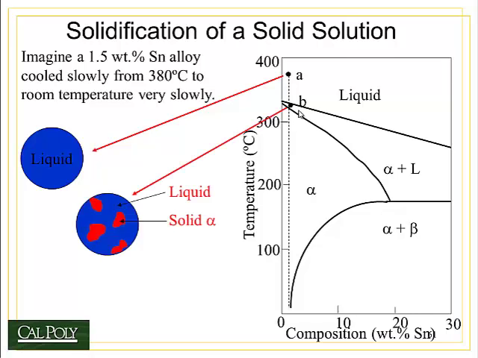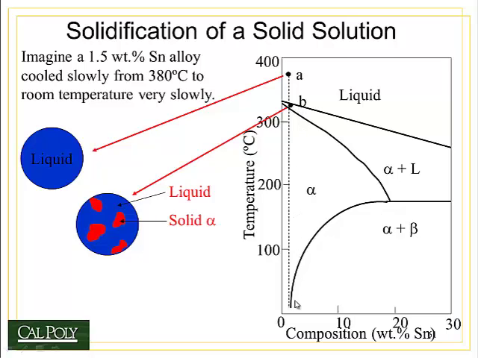So if we're at point B, we're inside the alpha plus liquid phase field. So what do we see? Well, we see alpha and liquid. We see chunks of solid floating in a liquid phase. Now, we could ask ourselves, what's the composition of the liquid and solid? And they're going to be different because we're in a two-phase field. And for that, we need to use what's called a tie line, which is a parallel line that connects one side of the phase field to the other side of the phase field. You can learn more about this by looking at the online video tutorial that's posted on PolyLearn, and by looking in your textbook. I'm not going to cover it here.